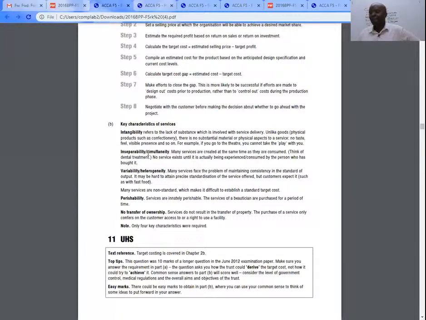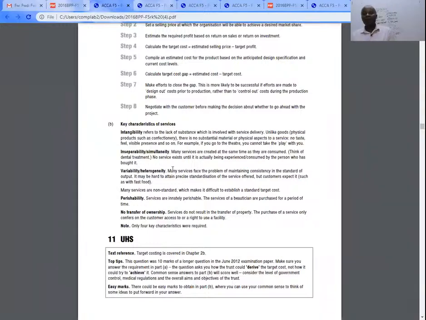Inseparability, simultaneity, it happens there and then. You'll be consuming this service automatically. You consume it as it is coming. Like now, when I'm teaching you, you're told here, many services are created at the same time as they are consumed. Think of dental treatment. No service exists until it is actually being experienced, consumed by the person who has bought it. So inseparability, simultaneity. Then we have heterogeneity.